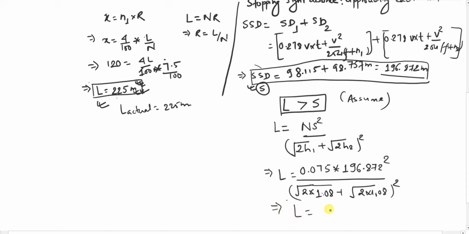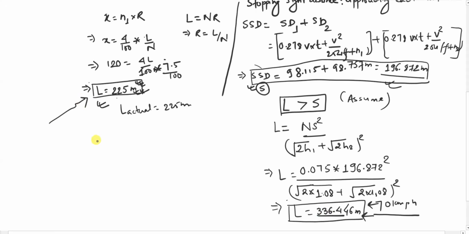Then you can easily find the length of this vertical curve, assuming the stopping sight distance is this. For this case, if you assume 70 kmph speed, then you achieve the stopping sight distance as 196 meter. Then the length of this vertical curve required is 336.446 meter. So if you provide 70 kmph speed in this vertical curve, the length required is 336 meter, right? But the highway engineer has found the length as 225 meters. So what you can say is that the 70 kmph speed limit has caused the crash, and the highway engineer found the crash is because of the 70 kmph speed.